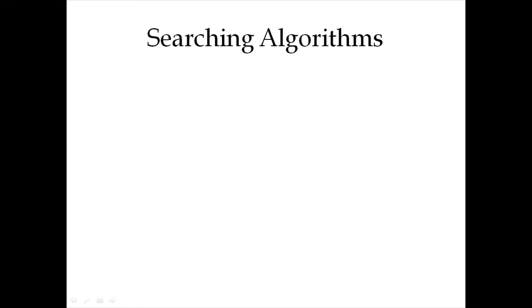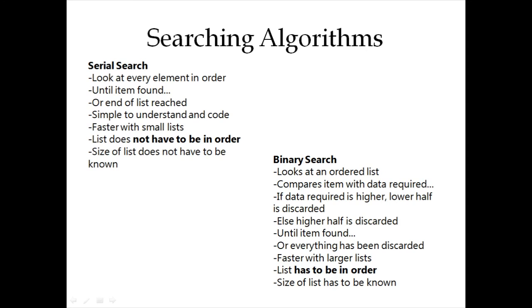Searching algorithms. A serial search looks at each element one after the other until the item is found or the end of a list is reached. It's simple to understand in code, fast with small lists, and the list doesn't have to be in order. The size of the list doesn't have to be known either.